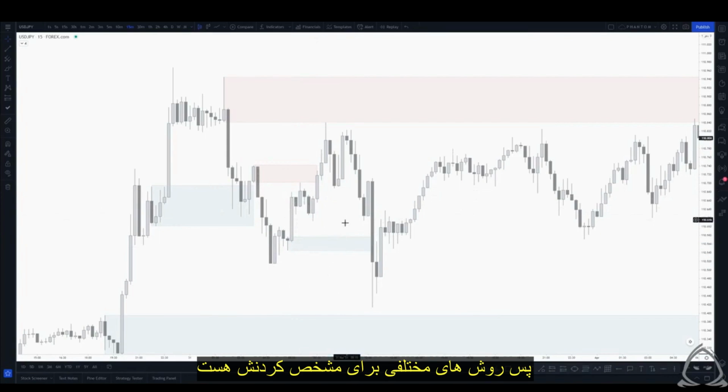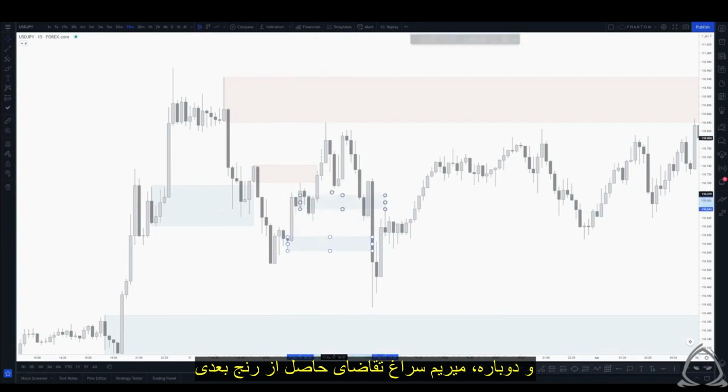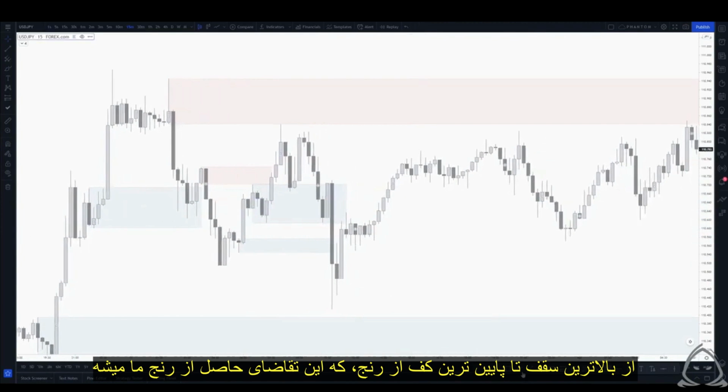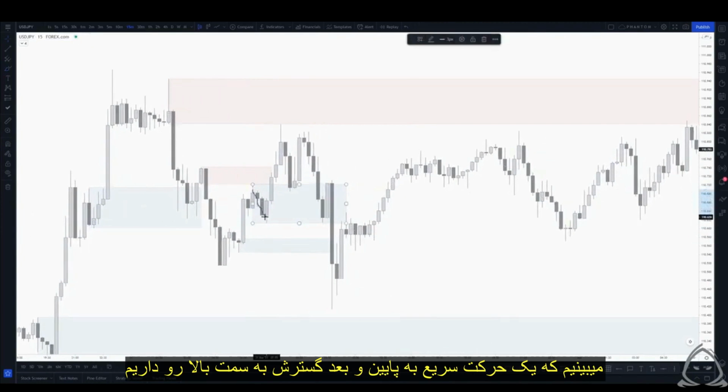So a couple different ways of mapping that. And then again, we can move up to this next range created demand zone, which we can do from the highest high to the lowest low of the range. That would be our range created demand. We can see that we have that sharp move to the downside followed by an expansion to the upside.